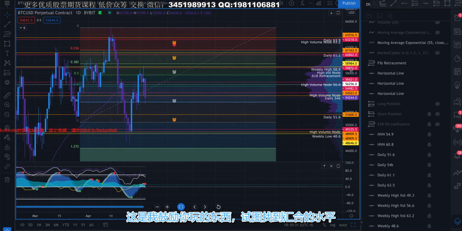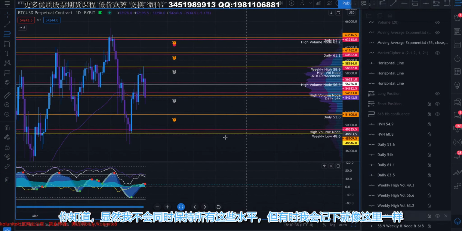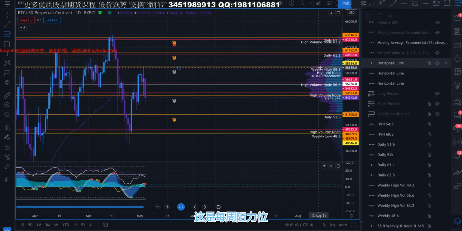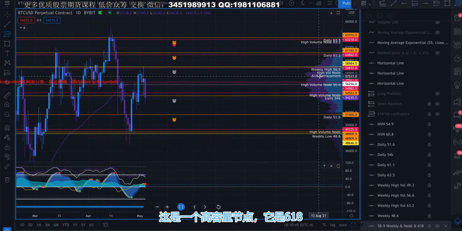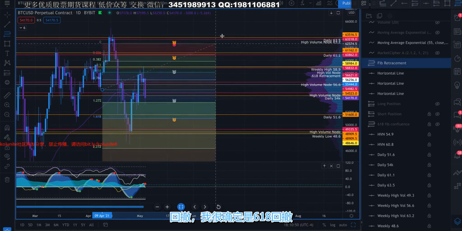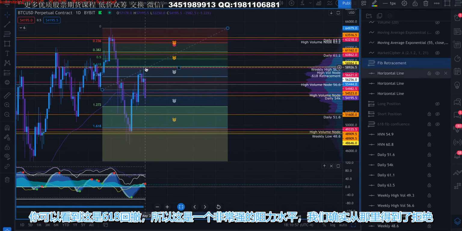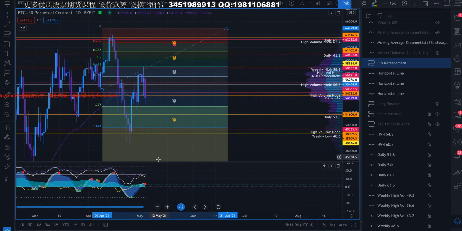Now, this is something that I encourage you to play around with to try and find levels of confluence. Obviously I don't keep all these levels on at the same time, but sometimes I'll make a note. Like right here, I made a note. This is the weekly resistance level. It's a high volume node, and it's the 618 retracement. I'm pretty sure of that, if I take from that swing low down here to this swing high up here, you can see it's the 618 retracement. So this is a very strong level of resistance, and we did get a rejection off of there.